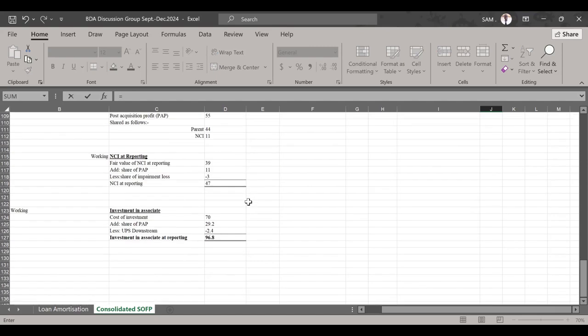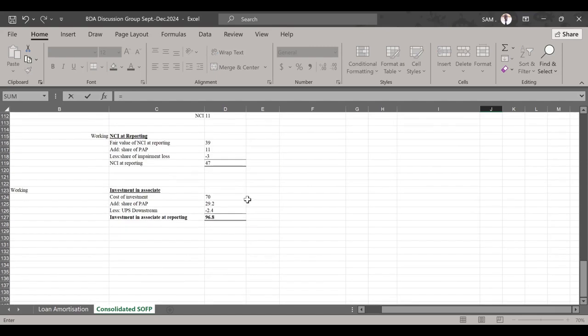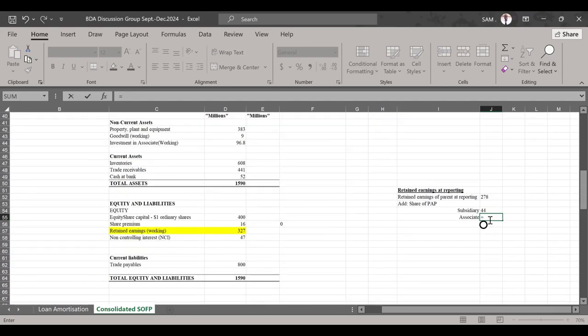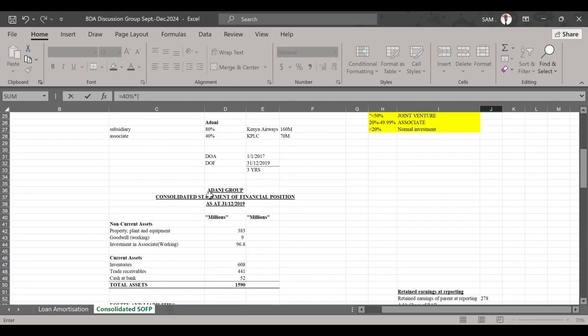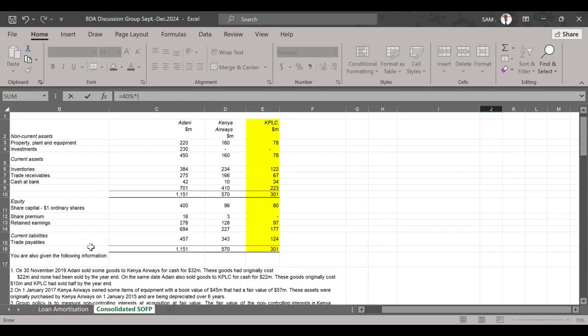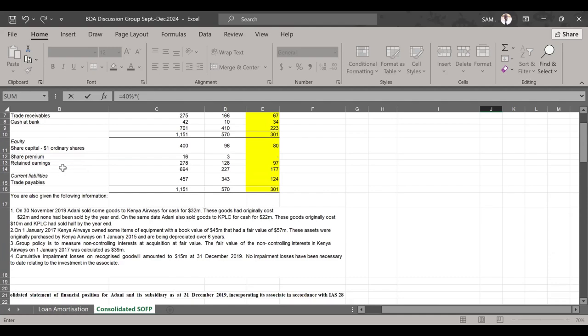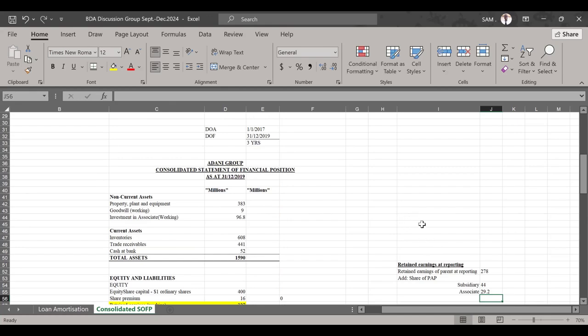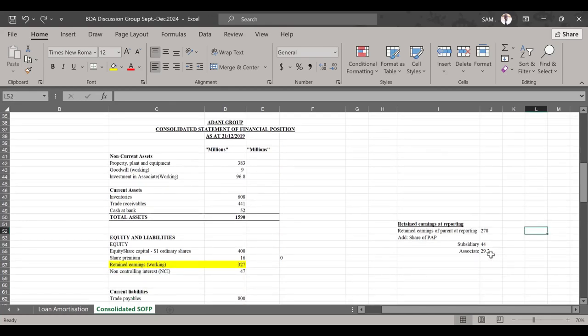Let's look at the associate also. In the associate, we've gotten the share of PAP, but this one was for the NCI. Let's just calculate it. I told you that the parent only has 40%. To know whether the associate made a profit or not, we compare the retained earnings at the date of reporting and at the date of acquisition. At reporting it was 97. We compare with the retained earnings at acquisition, which was 24. That gives us the profit they made, but the parent only takes 40%. What does 40% give us? You can see it is here, 29.2. I believe you understand.